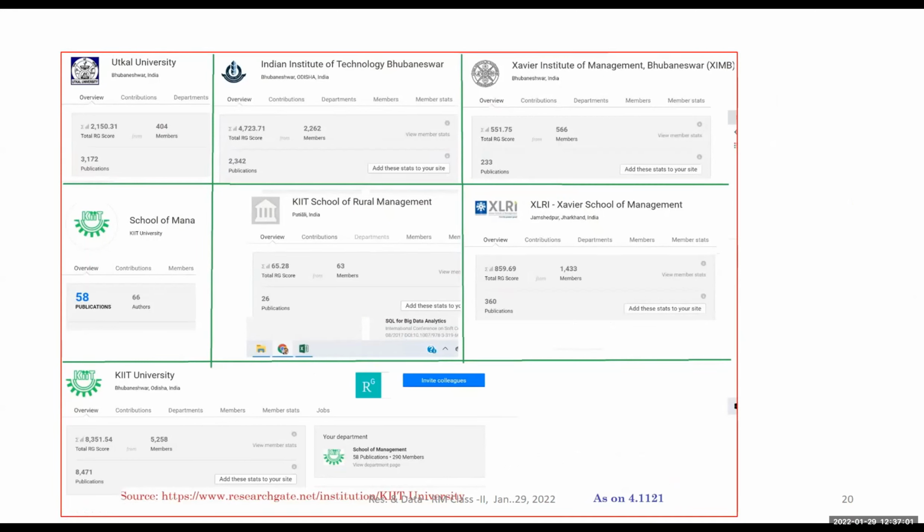1 month back. As you can see, again, I was taking some local institutes, Utkal University, IIT Bhubaneswar, XIM, and of course, our School of Management. How active they are, how many members are there. That's why I'm suggesting that you all should join some research aggregators so that your number comes here. So this is how you try to see and make a comparison. Though research visibility is qualitative, we can think of quantifying it in this way.